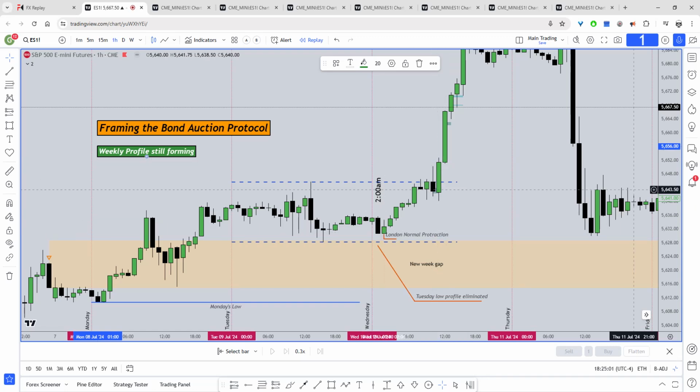AG, so I wanted to share this with you on the weekly profile. Now you said maybe it looked a little bit tricky, so I'll do ES and then NQ real quick. So starting off the week, because of the bond auction, starting off the week on the Wednesday.